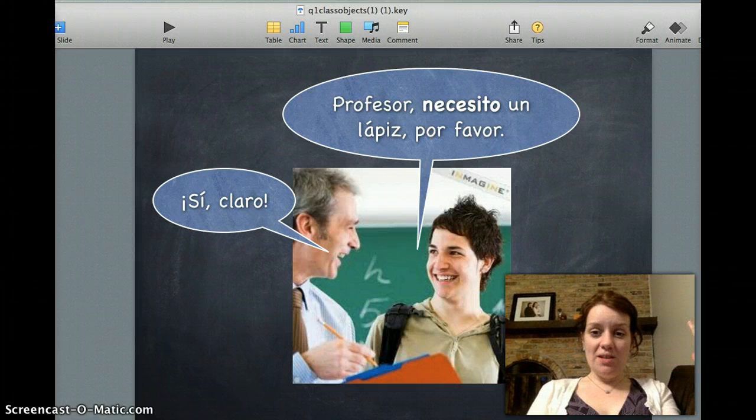You can use this phrase or this word, necesito. Necesito quiere decir I need. So, profesor, necesito un lápiz, por favor. Teacher, I need a pencil, please. So this is something you can use right away.